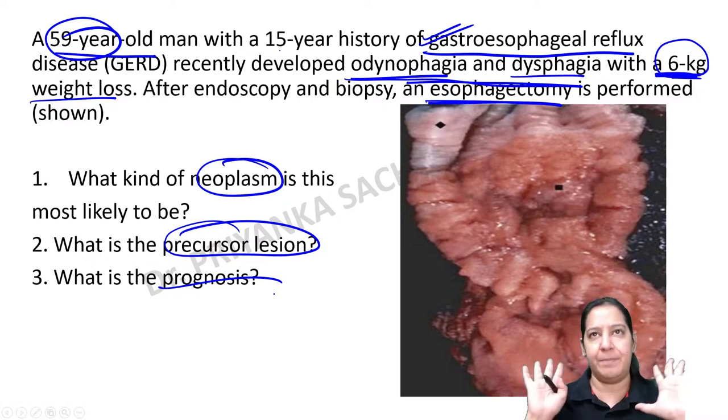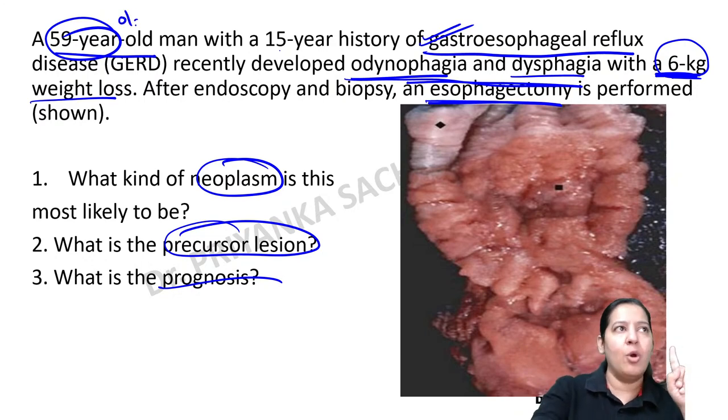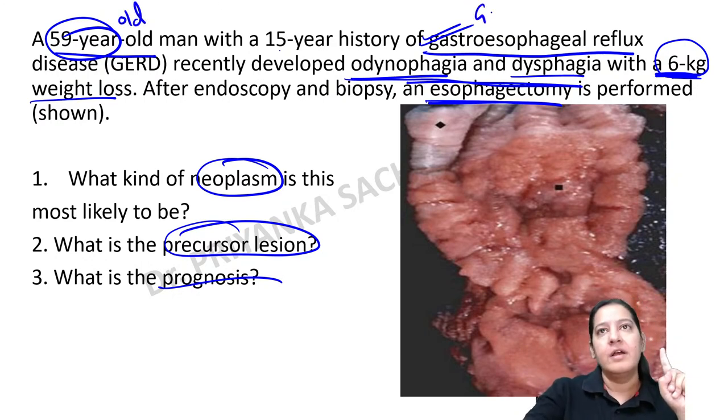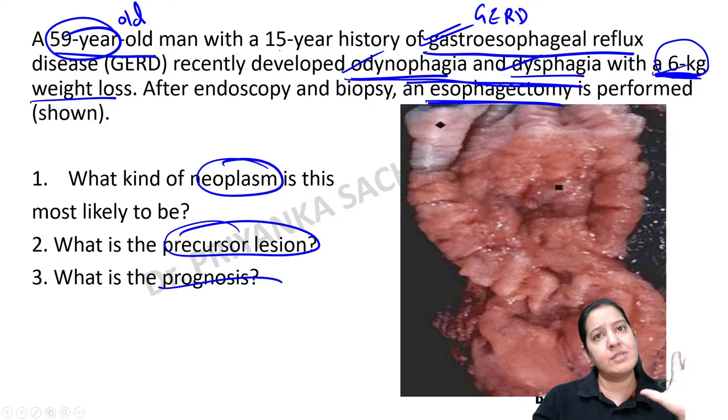What I am asking, I am repeating again. There is an old man having GERD from the last 15 years. You know GERD. GERD is the reflux. The acid is coming from the stomach to the esophagus. And now suddenly he developed odynophagia and dysphagia, suddenly with a 6 kg weight loss. So the surgeon found some neoplasm. The surgeon has done esophagectomy. So the neoplasm is in the esophagus.